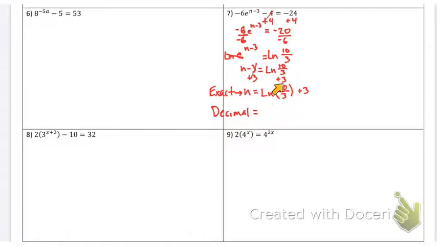We're going to compute this. So 10 divided by 3. Whatever answer you get, then we're going to do the natural log and then add 3. So let's compute that. So it's going to be natural log of 3.33 plus 3. Okay, let's compute the natural log of 3.33.